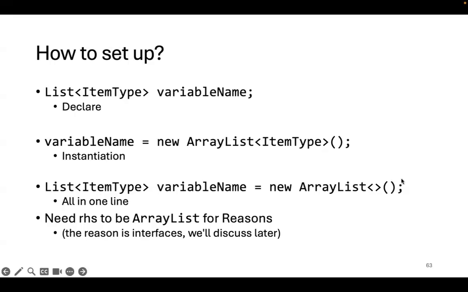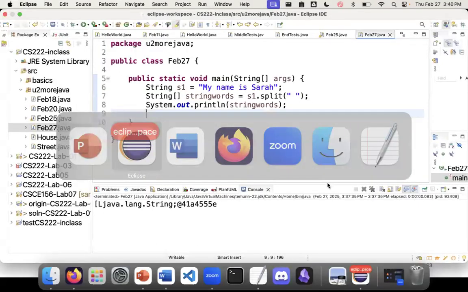Or you could do it all in one line like this. So we need the right-hand side. So we've got List over here, but ArrayList over here. That's because of reasons. We'll talk about that later. So let's test it out.